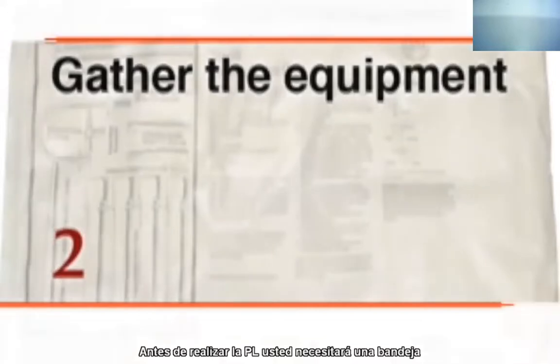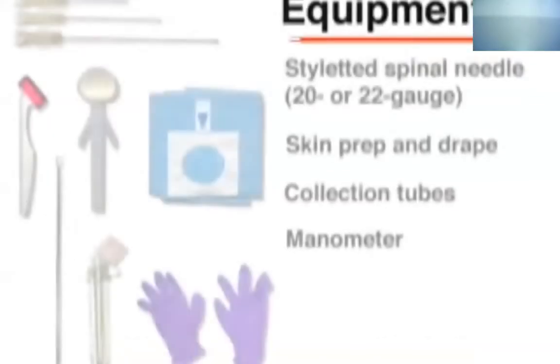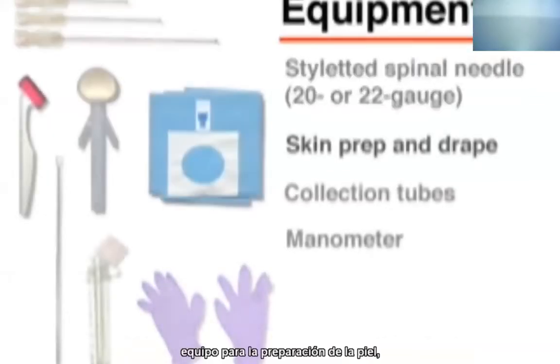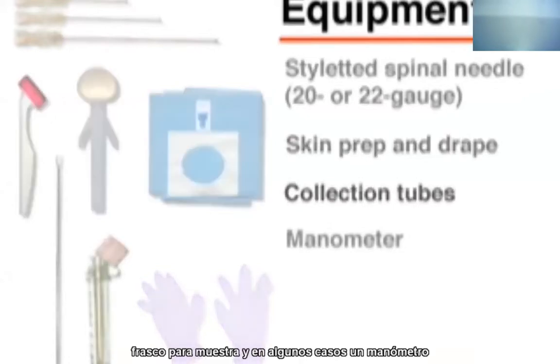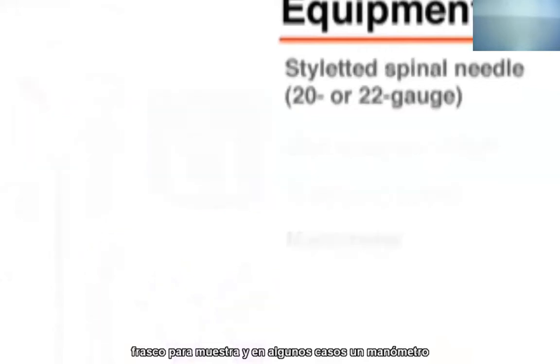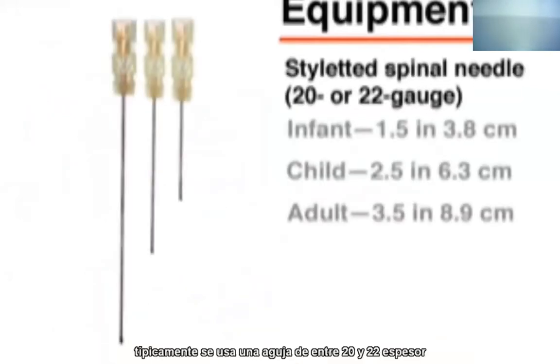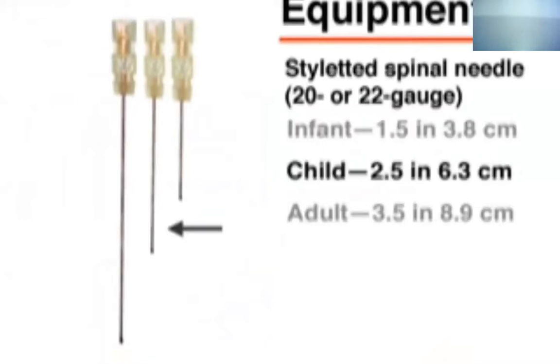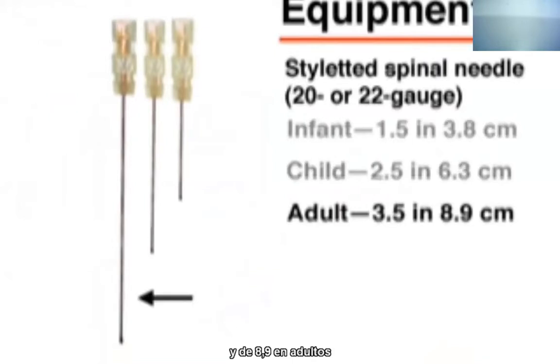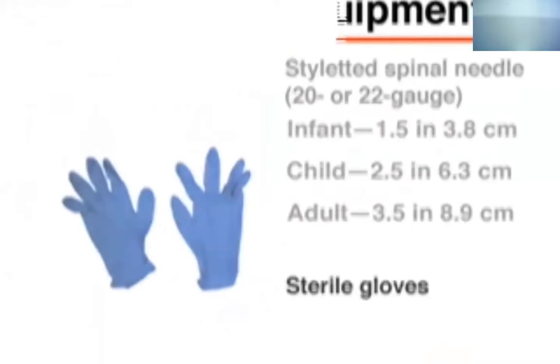Before performing the lumbar puncture, you will need a commercially available tray containing the necessary supplies, a spinal needle with a stylet, equipment for skin preparation, drapes, collection tubes, and in some cases, a manometer. Typically, a 20 to 22 gauge needle is used, with the length ranging from 1.5 inches or 3.8 centimeters for infants to 2.5 inches or 6.3 centimeters for children and 3.5 inches or 8.9 centimeters for adults. You will also need sterile gloves.